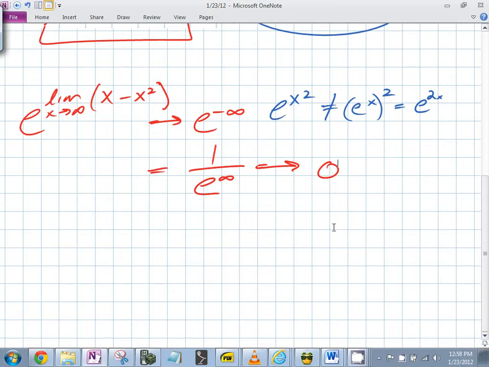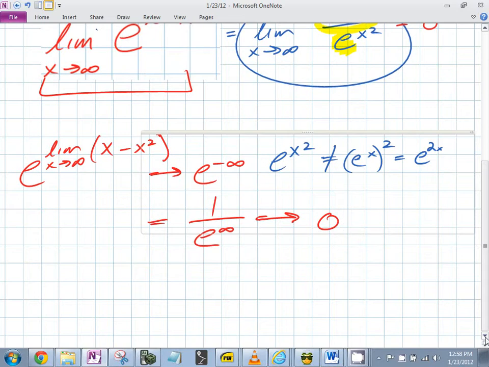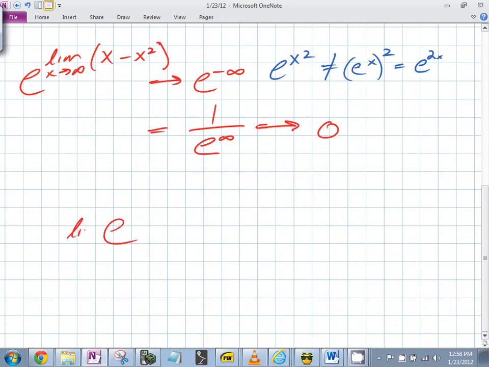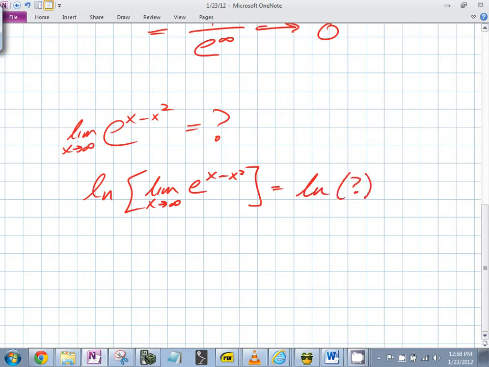The point is, there isn't really a concrete way of doing this. We can try doing something different, though. Let me show you. You don't know what this equals, right? The limit as x goes to infinity of e to the x minus x squared, that equals, we don't know what it equals, so we'll say it's equal to question mark. Okay? You could take the natural log of both sides. So we could do that. You'd have ln, and keep in mind there's a natural log of the limit as x goes to infinity of e to the x minus x squared. What is that going to equal? ln of question mark. We're going to solve for question mark eventually.